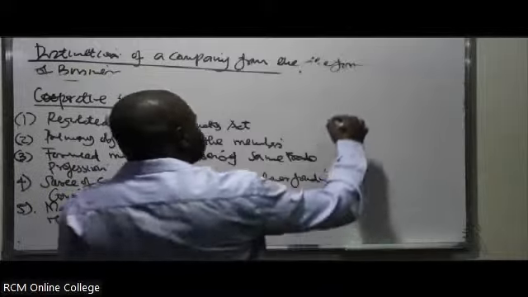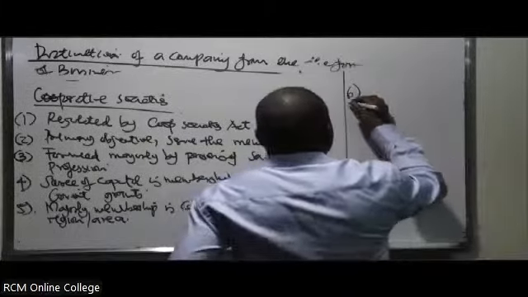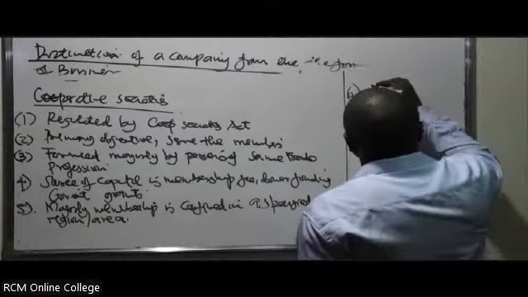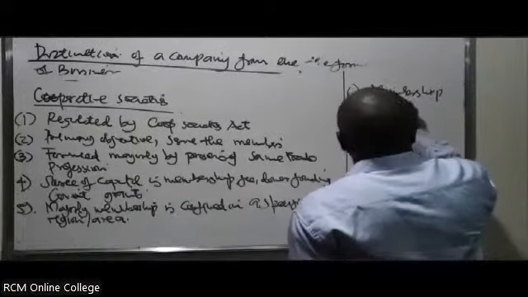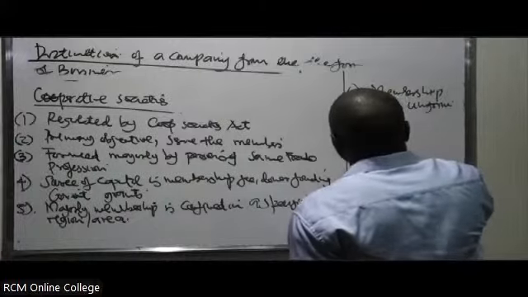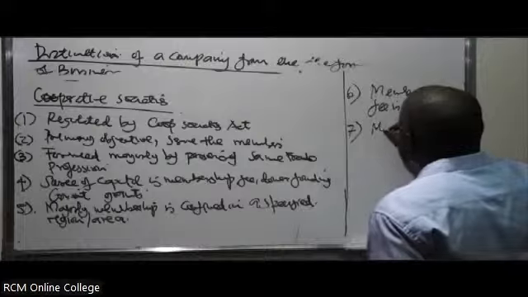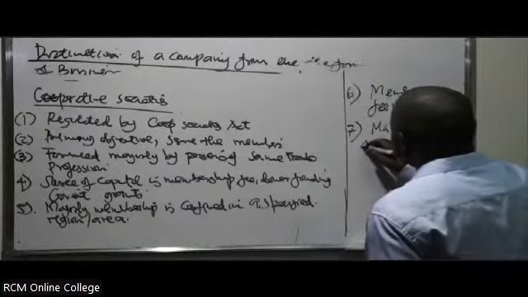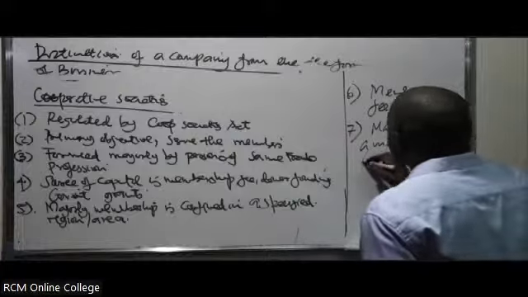Number six. Another feature is that on their source of capital, the membership fee is usually uniform. Number seven, key feature about cooperative societies: they are managed by a management committee.